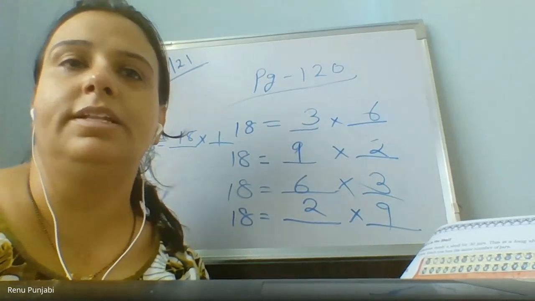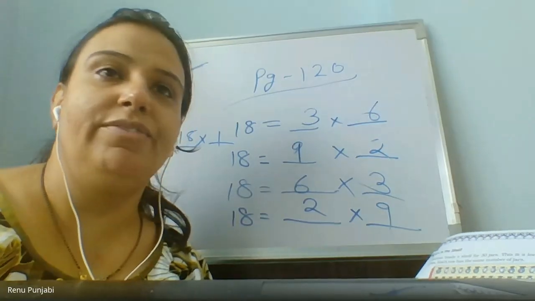Another way. Can any other child tell me? Ma'am, 6 rows, 5 columns. 6 rows and 5 columns. Okay. Any other way? Ma'am, 1 row, 30 columns. Yes. 1 row, 30 columns. Then 15 columns, 2 rows.